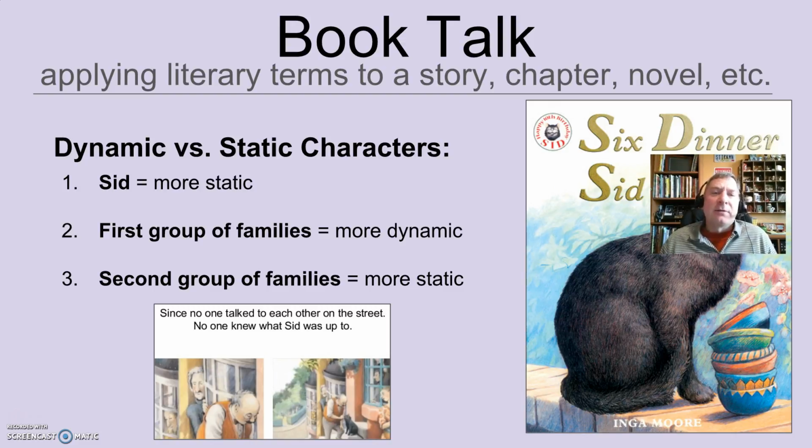And then the first group of families, the ones who live on Aristotle Street, I would call them more dynamic because they discovered what Sid was up to, and they had to fix the situation, and in doing so they become representative of what you would call dynamic characters. And then the second group of families, which we barely meet, they're just at the end, but they accept Sid right from the beginning and seem like they're going to accept Sid no matter what happens. And so I would call them more static as well.